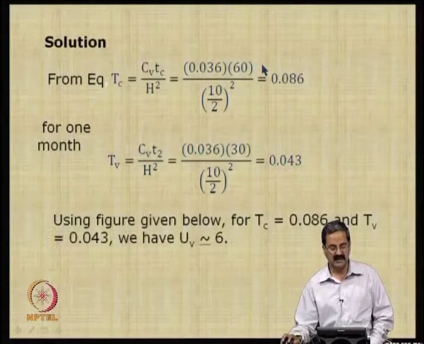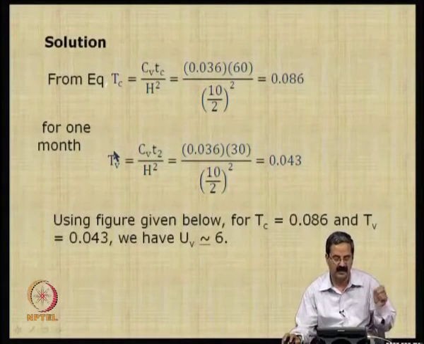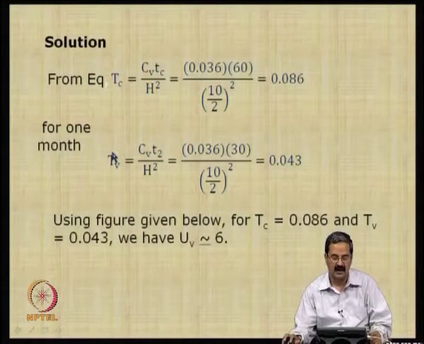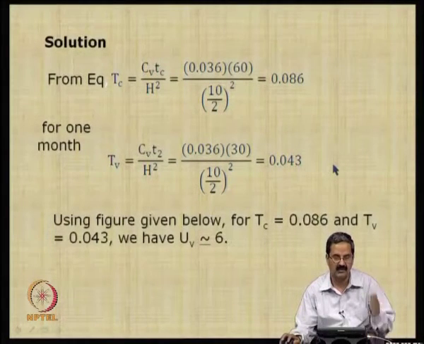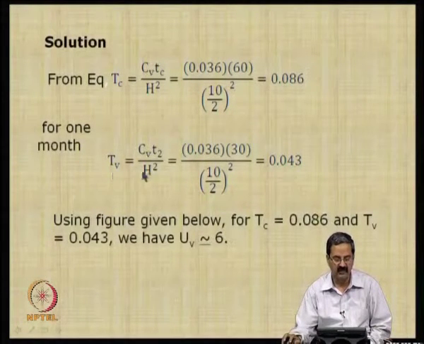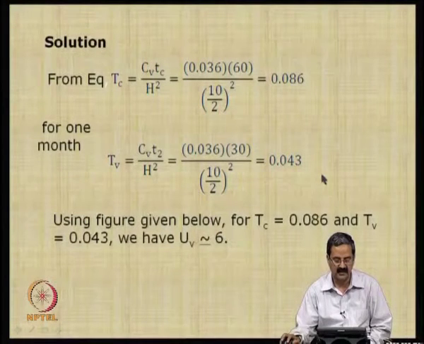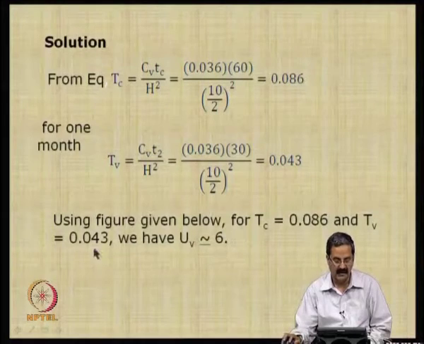For 60 days it is fine, but you must be able to calculate every month. Our objective is the degree of consolidation at 1 month, 2 months, 3 months, 6 months, like that. So TV equals CV t by H squared, where t is 30 days, which we keep here, and so you get some factor. So TC is known and TV is also known.